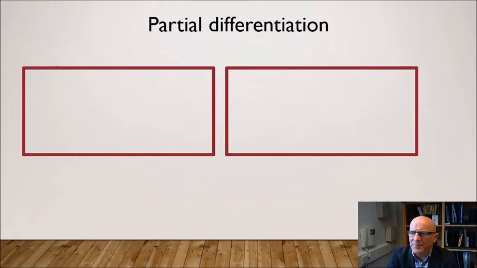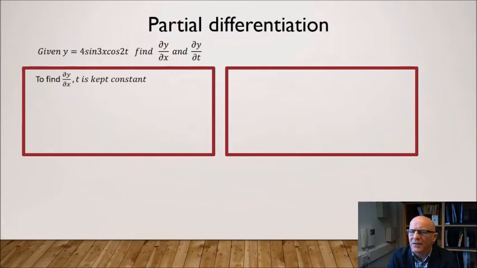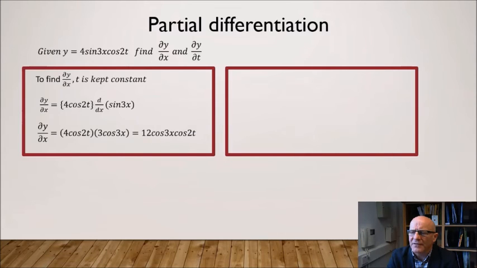We'll look at another example here. Given y equals 4 sine 3x cos 2t, find ∂y/∂x and ∂y/∂t. For ∂y/∂x, t is kept constant. ∂y/∂x equals {4 cos 2t constant} d/dx of sine 3x. ∂y/∂x equals 4 cos 2t times 3 cos 3x, which equals 12 cos 3x cos 2t.